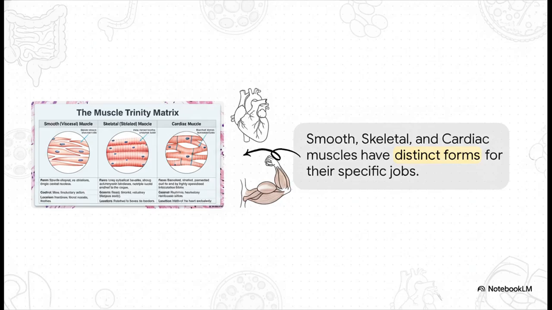Smooth muscle cells, they're spindle-shaped for slow, involuntary contractions. Skeletal muscle is made of these long, powerful fibers for all your voluntary movements. And cardiac muscle, it's branched and interconnected, designed to contract rhythmically as one single unit, your heart.